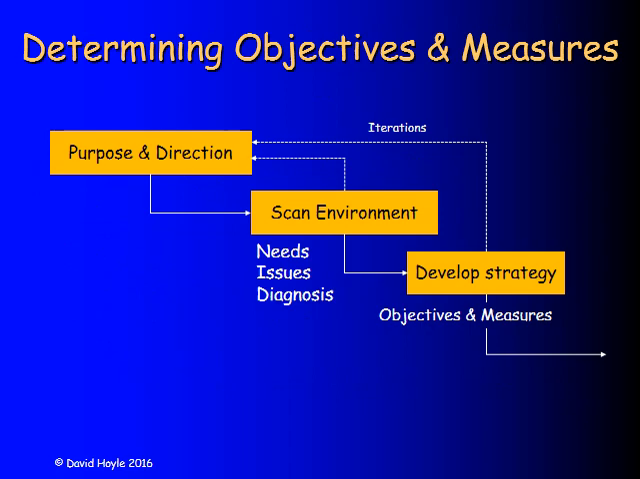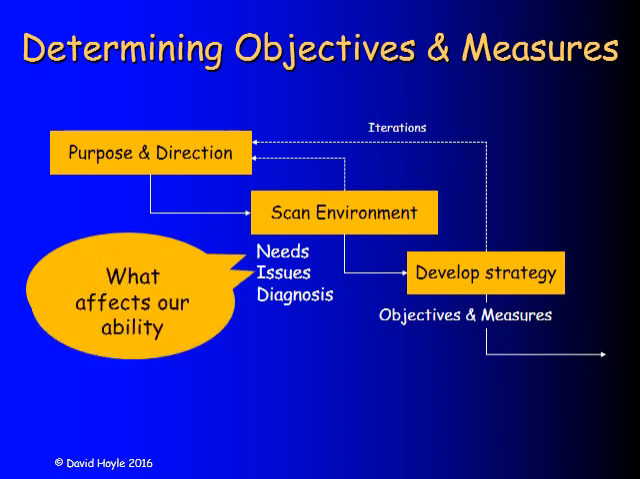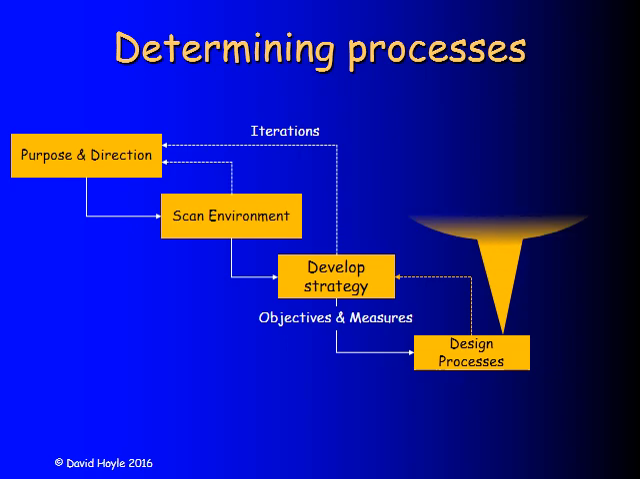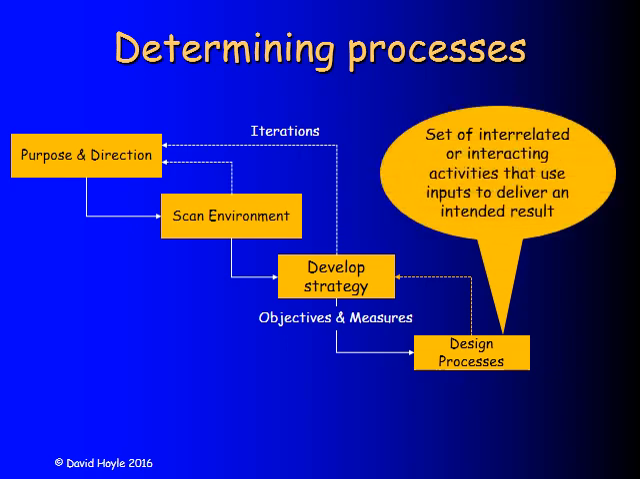Having clarified the purpose and strategic direction and scanned the environment, we reveal customer needs, issues that affect our ability to satisfy those needs, and identify what is critical so we can develop a strategy for fulfilling our goals. The strategy expresses the things we are going to achieve, i.e. our objectives, and what success will look like as we achieve those objectives, i.e. the success measures. Once we have a strategy that defines objectives and measures, we can define processes, which are a set of interrelated or interacting activities that use inputs to deliver an intended result, i.e. the objectives. What this shows is that processes are determined from an understanding of an organization's purpose and direction, the environment in which it operates, and the strategy.